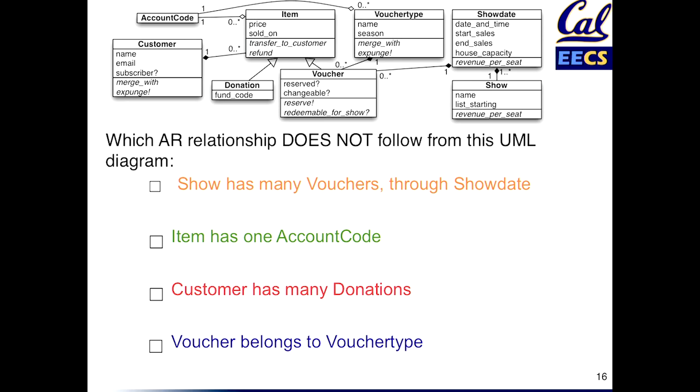So here is a class diagram that you can practice on. And I realize you need a couple of minutes to parse the diagram while you figure out the answer to this question. Which active record association type of relationship does not follow from this UML diagram? Show has many vouchers through show date. Item has one account code. Customer has many donations. Voucher belongs to voucher type. So take a moment to parse the diagram, and then we'll see.